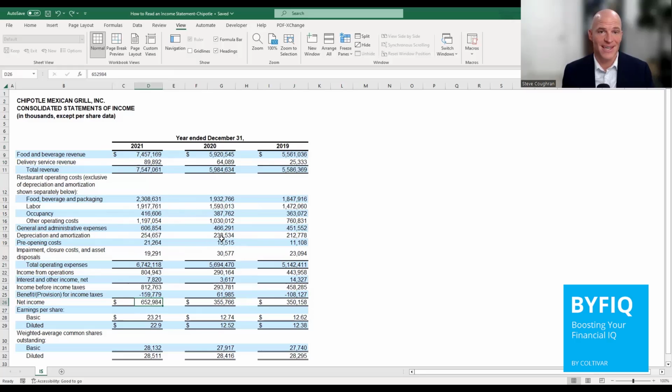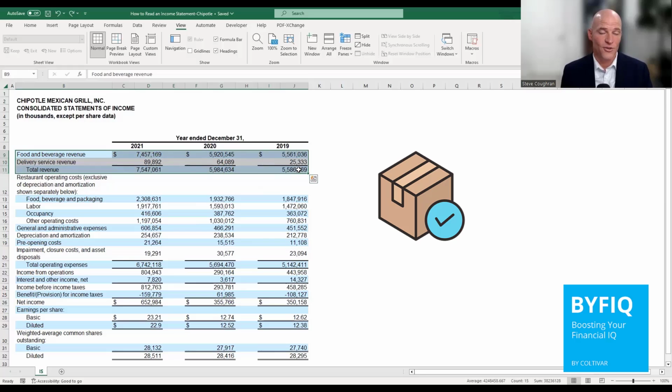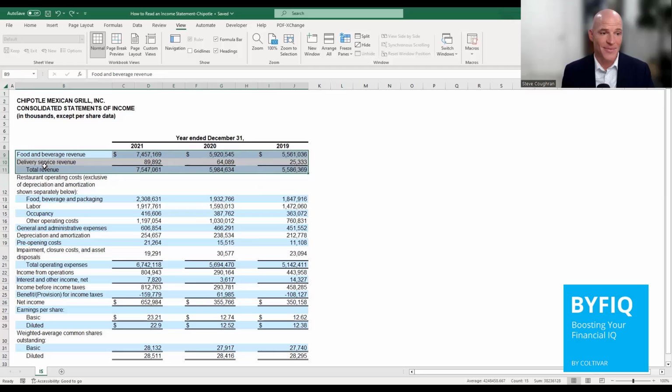So starting with the very top, revenue. Revenue is also known as sales. So when a company sells its products or services to its end users, it recognizes revenue. Revenue, sales, same thing. This is also known as the top line. So oftentimes you'll hear that in organizations when they're talking about financials. They'll say, what does our top line look like? What they're referring to is, what does revenue look like? So this is the top line, revenue right here.